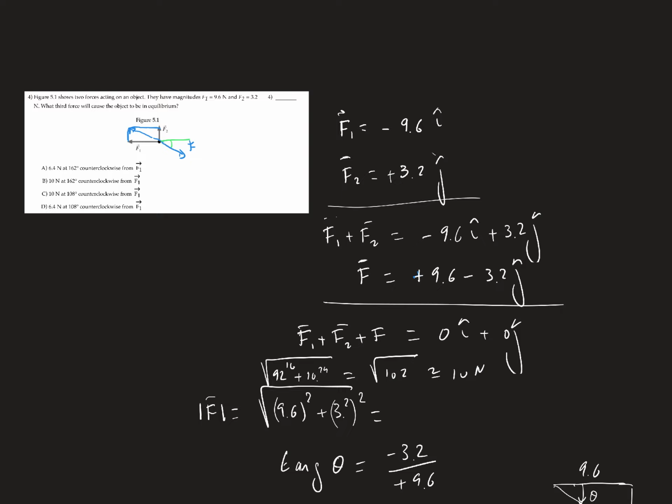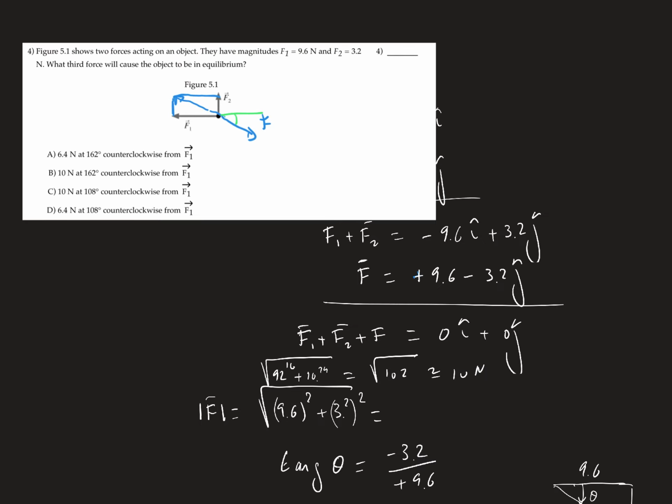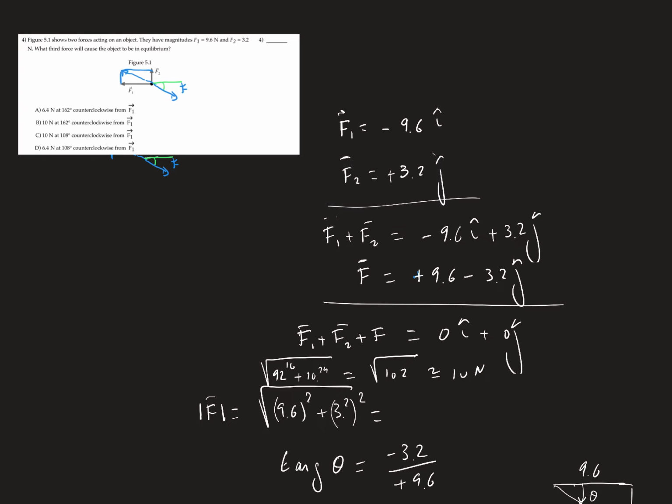This problem says like this. Figure 4.5 shows two forces, F1 and F2. F1 has a magnitude of 9.6, F2 is 3.2 to the left. What third force will cause the object to be in equilibrium? Being in equilibrium means that the acceleration is 0. If the acceleration is 0, the sum of all the forces is 0. So I need a third force, so I have F1 minus 9.6i, F2 3.2j.